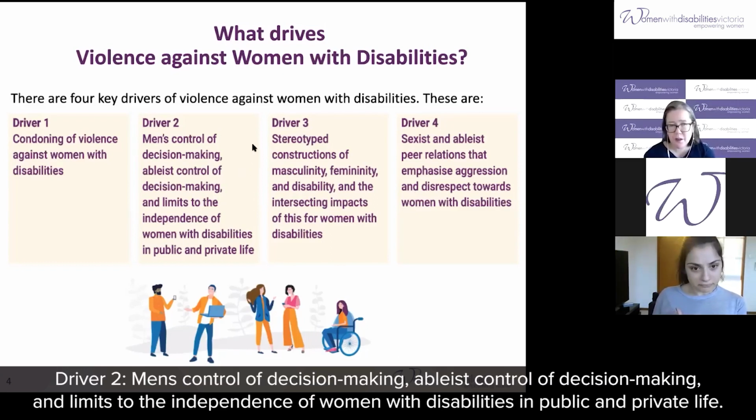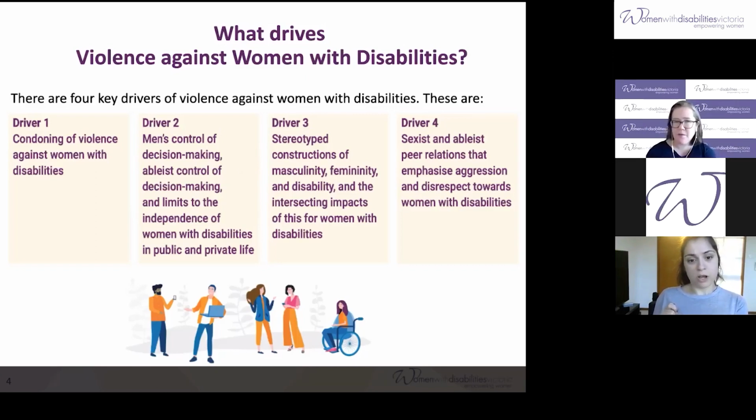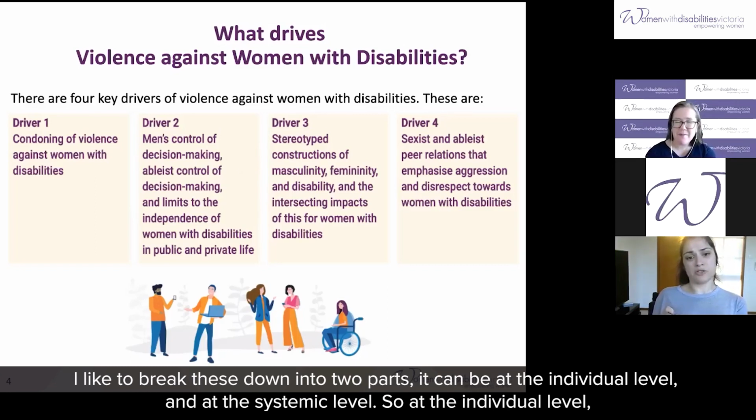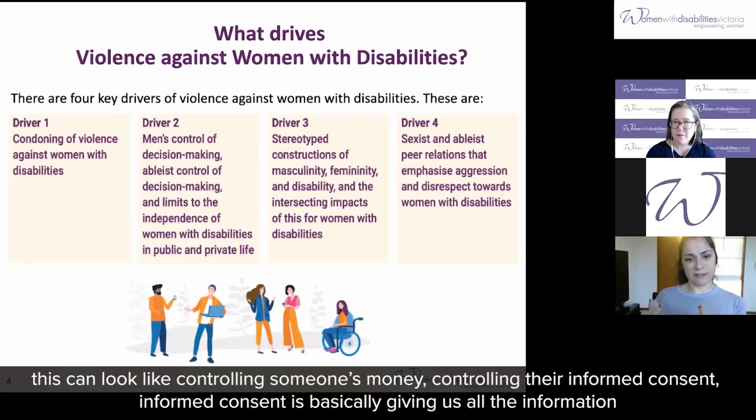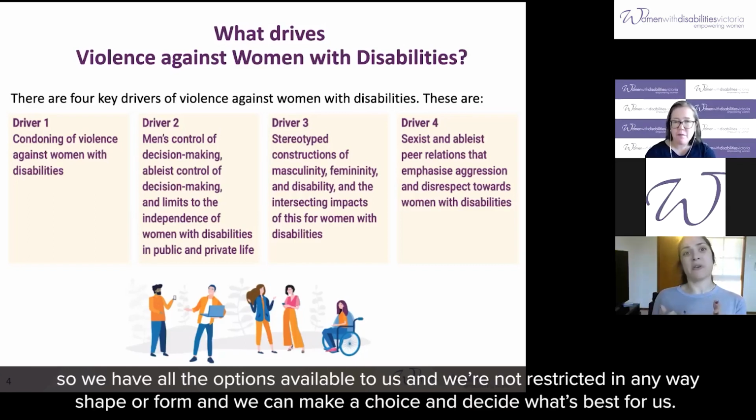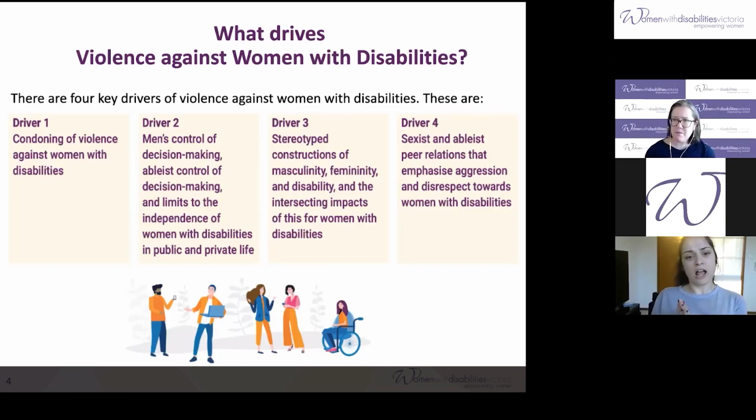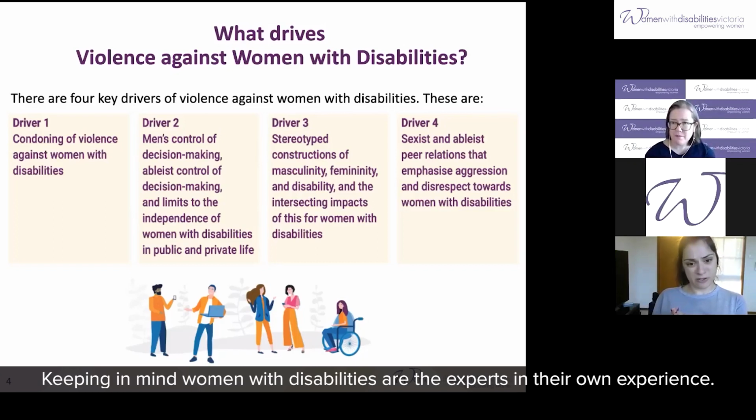So driver 2, men's control of decision-making, ableist control of decision-making, and limits to the independence of women with disabilities in public and private life. So I like to break these down into 2 parts. It can be at the individual level and at the systemic level. At the individual level, this can look like controlling someone's money, controlling their informed consent, which informed consent is basically giving us all the information so that we have all the options available to us and we're not restricted in any way, shape or form, and we can make a choice and decide on what's best for us. Keeping in mind that women with disabilities are the experts in their own experience.